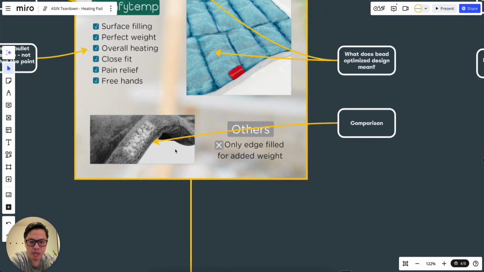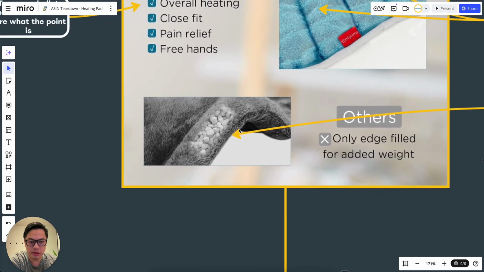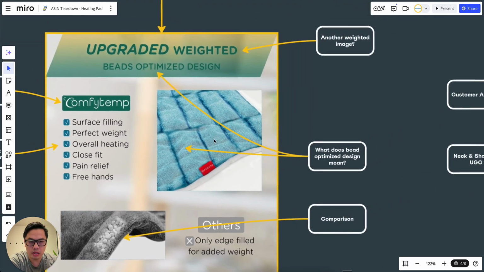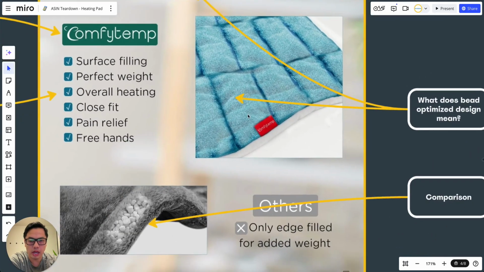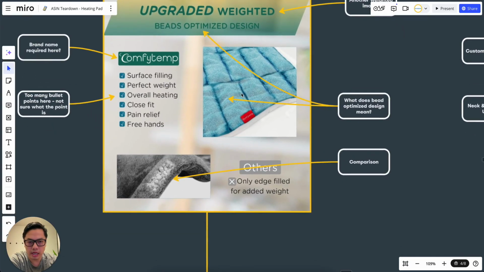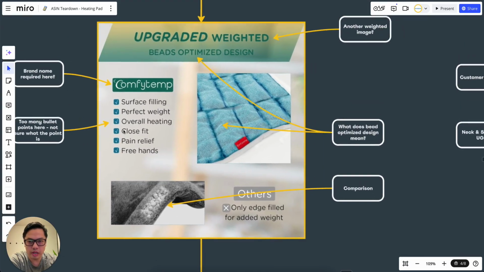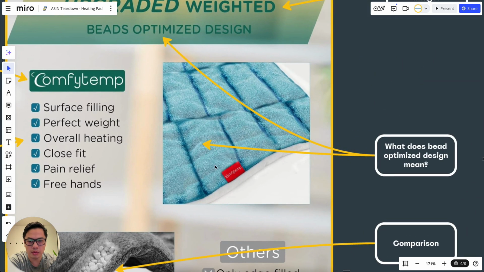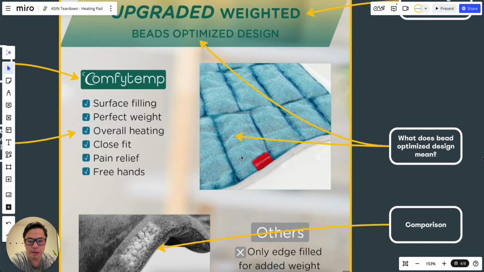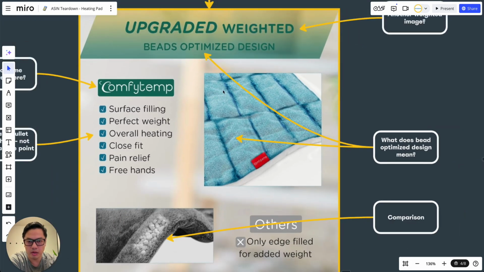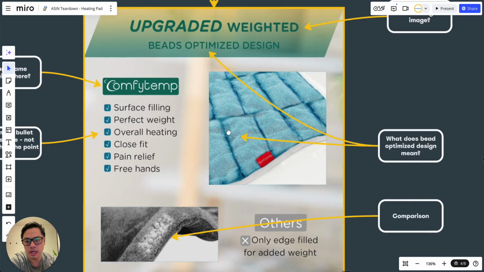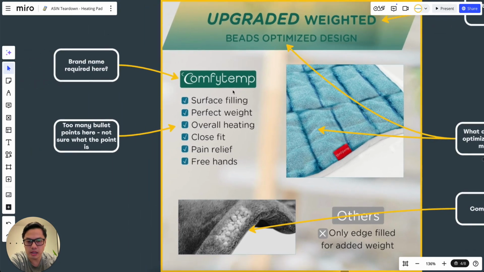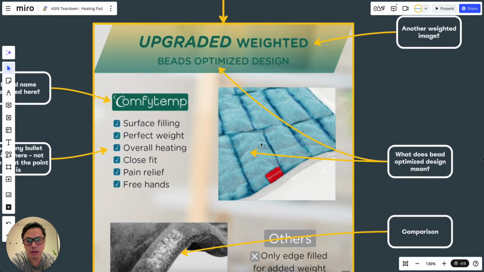Then they throw in a comparison, and they say only the edge is filled for added weight versus this is filled for added weight. I didn't understand that the first time. Now that I kind of get it, it wasn't very obvious that they were saying the competitor only puts it on the sides while we put it everywhere. So maybe a better call out to show that the beads are spread out everywhere, and that's why it's weighted. And then you don't need any of this stuff because this entire thing should talk about only the weight.